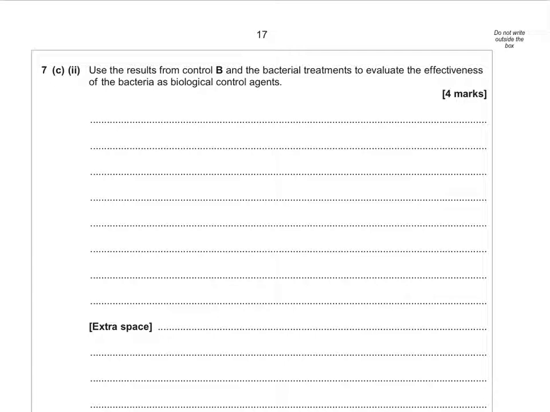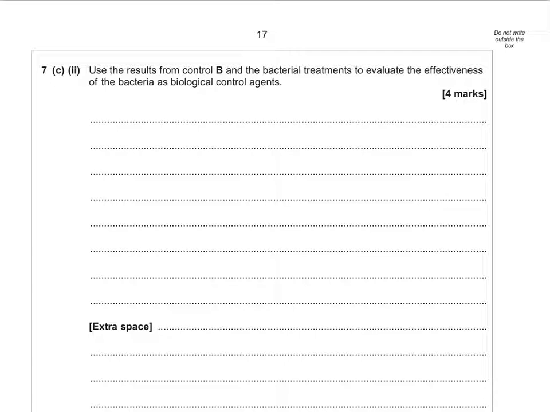You would then need to go on and actually talk about which were the most effective bacteria and which were the least effective. So in this case, again, if you look at the mark scheme, you don't need to put Serratia rhizophila. You put S. rhizophila is most effective and S. plymouthica is least effective. That's an evaluation, isn't it? It evaluates rather than just saying one or the other.